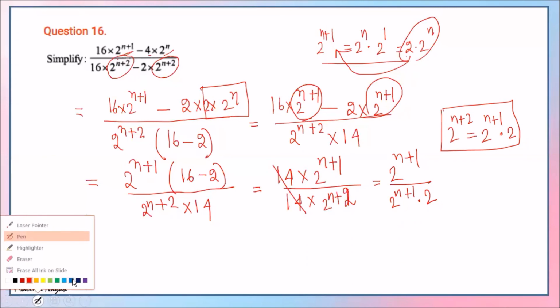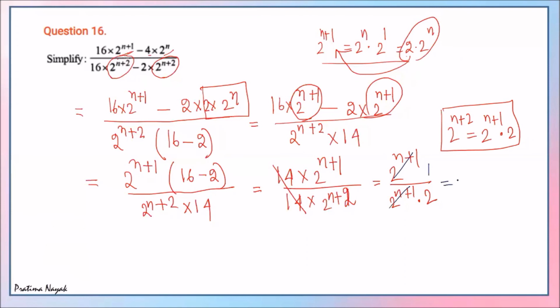Let us take a different color, and the numerator will be 1, denominator will be 2. So this is the answer of this big question.